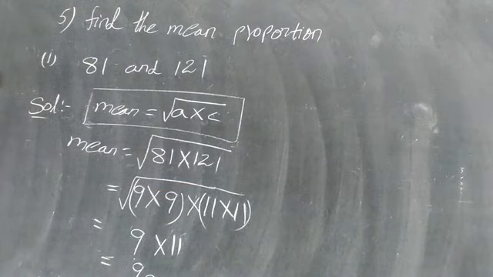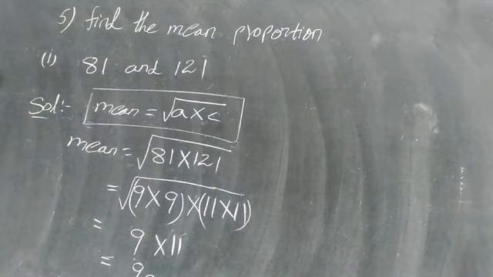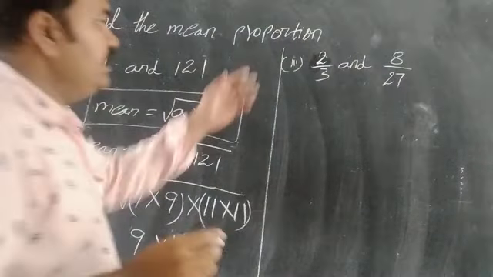Which number is multiplied is called square, and the number we find by that is called square root. Using that method we have to do it. And here is another sum, see that. So here is the sum, next one.